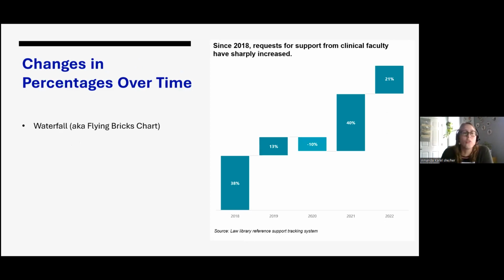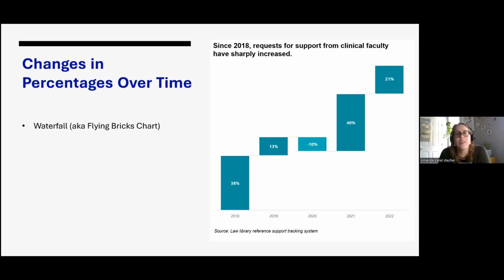Sometimes showing the cumulative effect of change over time can be a little tricky. And so waterfall or flying brick charts are really nice to do this work. They show how percents change over time without having to do as much percent change math.